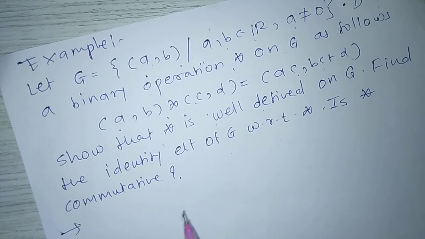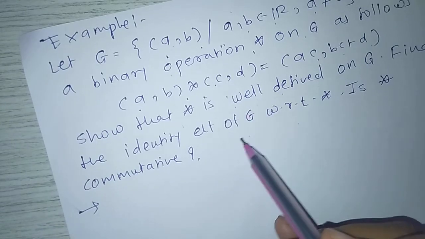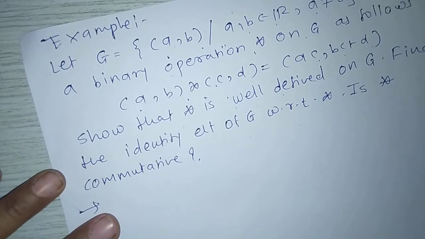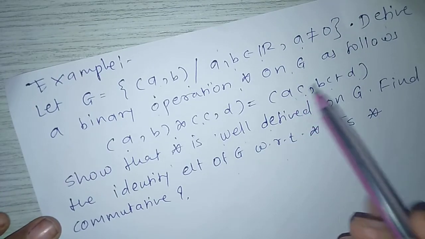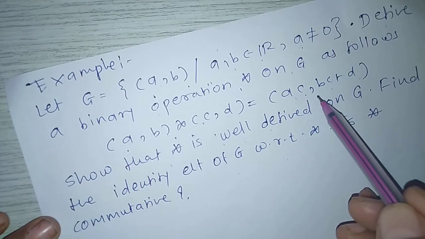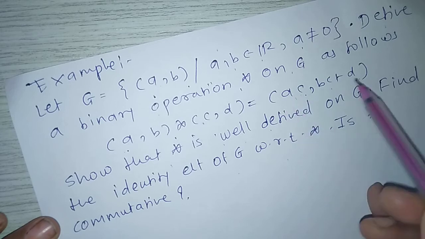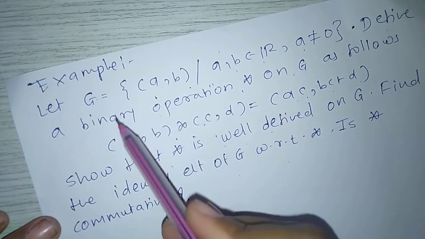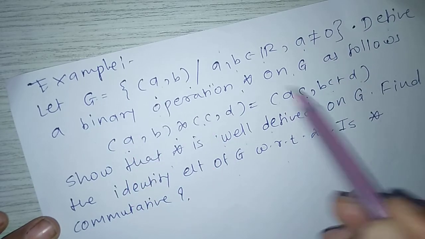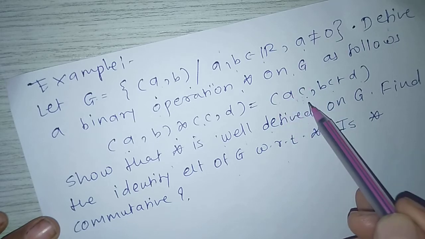Is star commutative? First, to show that star is well defined on G, we have to show that the right hand side of this equation also belongs to G, and this belongs to G means the first entry of this bracket must be not equal to 0.